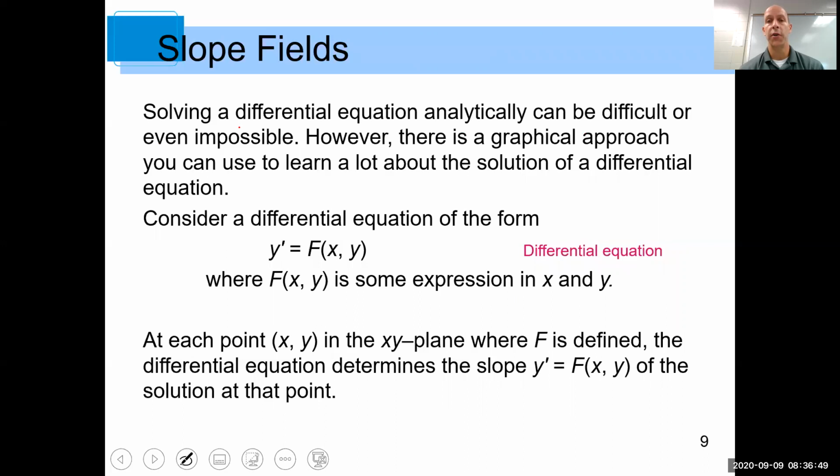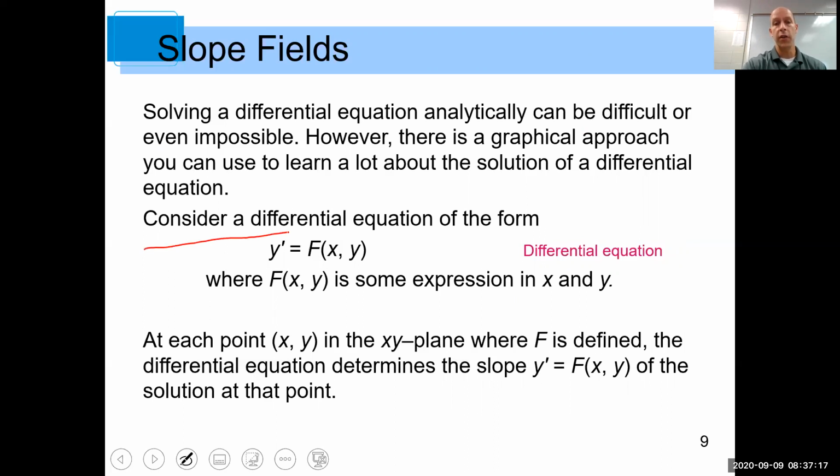When I worked on my master's program recently, and actually even as an undergrad math student, we had to take a class called DiffEq, which is differential equations. And then in my grad level class, I took a class on advanced differential equations. And in that class, we did not solve hardly any of them analytically. We had to use a different approach. One of those approaches is to use something called a slope field.